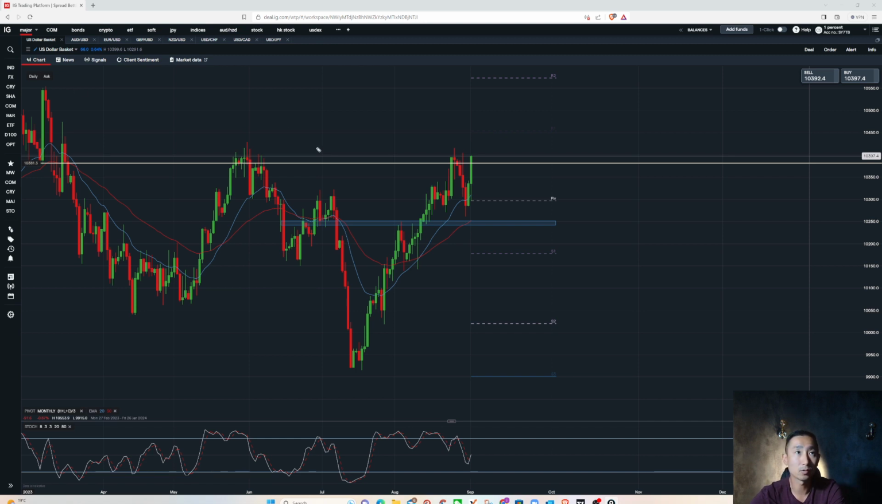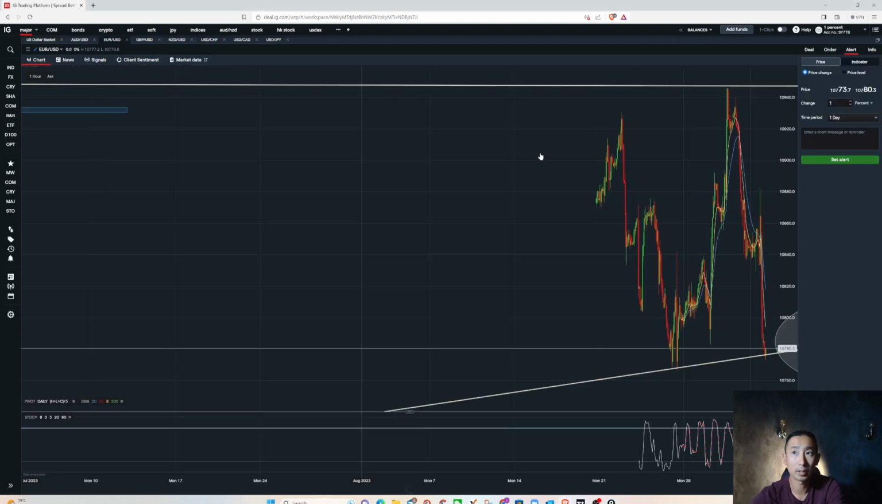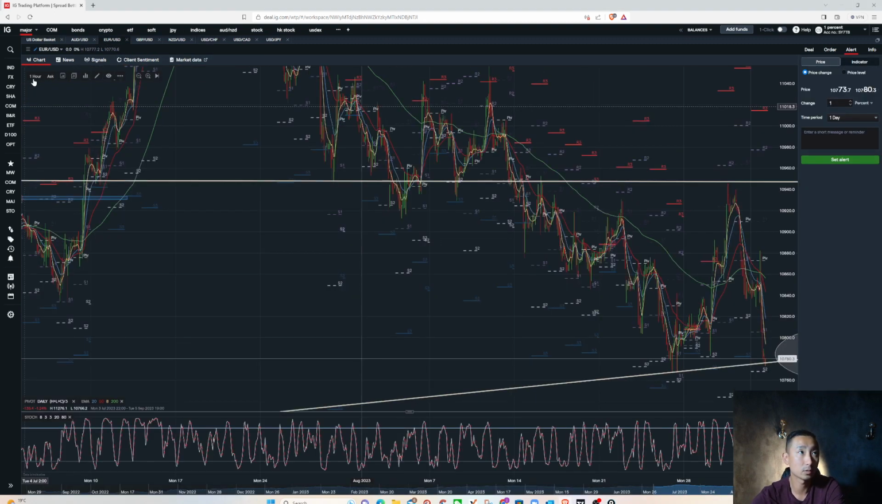Would be to wait until this area clears. So I need to see a break above 104.20, this area, before I consider being a buyer of the US dollar. So on the flip side, I like to sell the euro. Euro is a little bit cleaner.